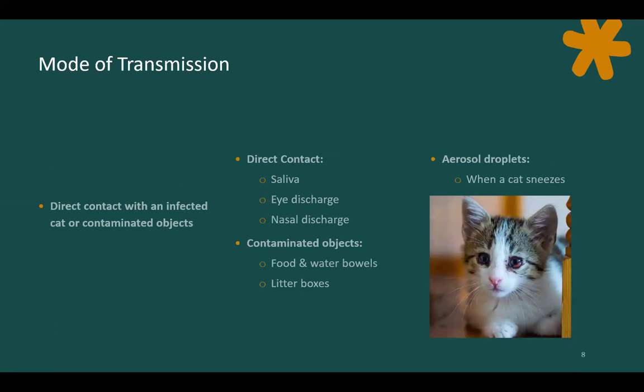So mode of transmission, the biggest is direct contact with an infected cat or contaminated objects. Direct contact can be saliva, eye discharge, or nasal discharge. Contaminated objects include food and water bowls and litter boxes. And then aerosol droplets, pretty much when a cat sneezes.